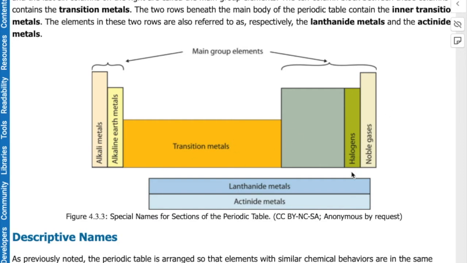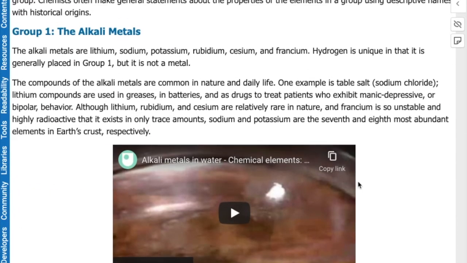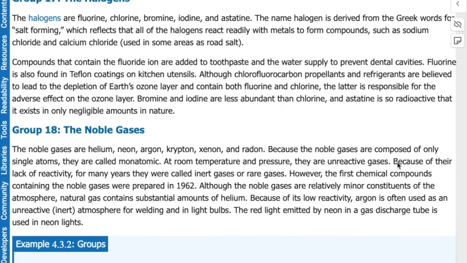And then this next column over is halogens. So these are also very reactive, but in a different way from the alkali metals. So you even have a video about the alkali metals in the LibreText itself, and then I have another one on Canvas.